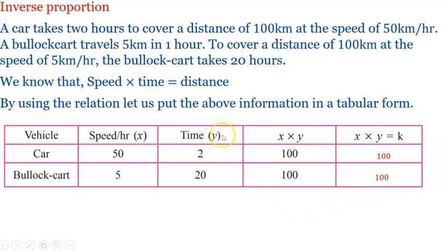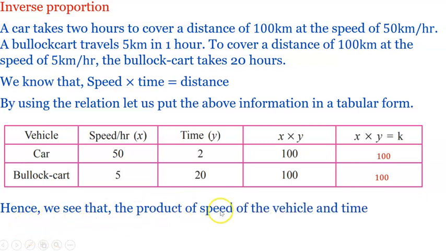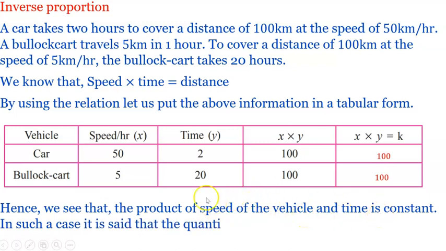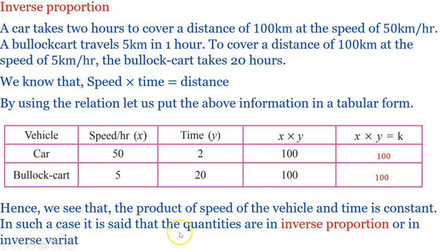In direct variation, the ratio was constant, and here the product of these two quantities is constant, and hence this is called inverse proportion. Okay, hence we see that the product of the speed of the vehicle and the time is a constant. In such a case, it is said that the quantities are in inverse proportion or in inverse variation.